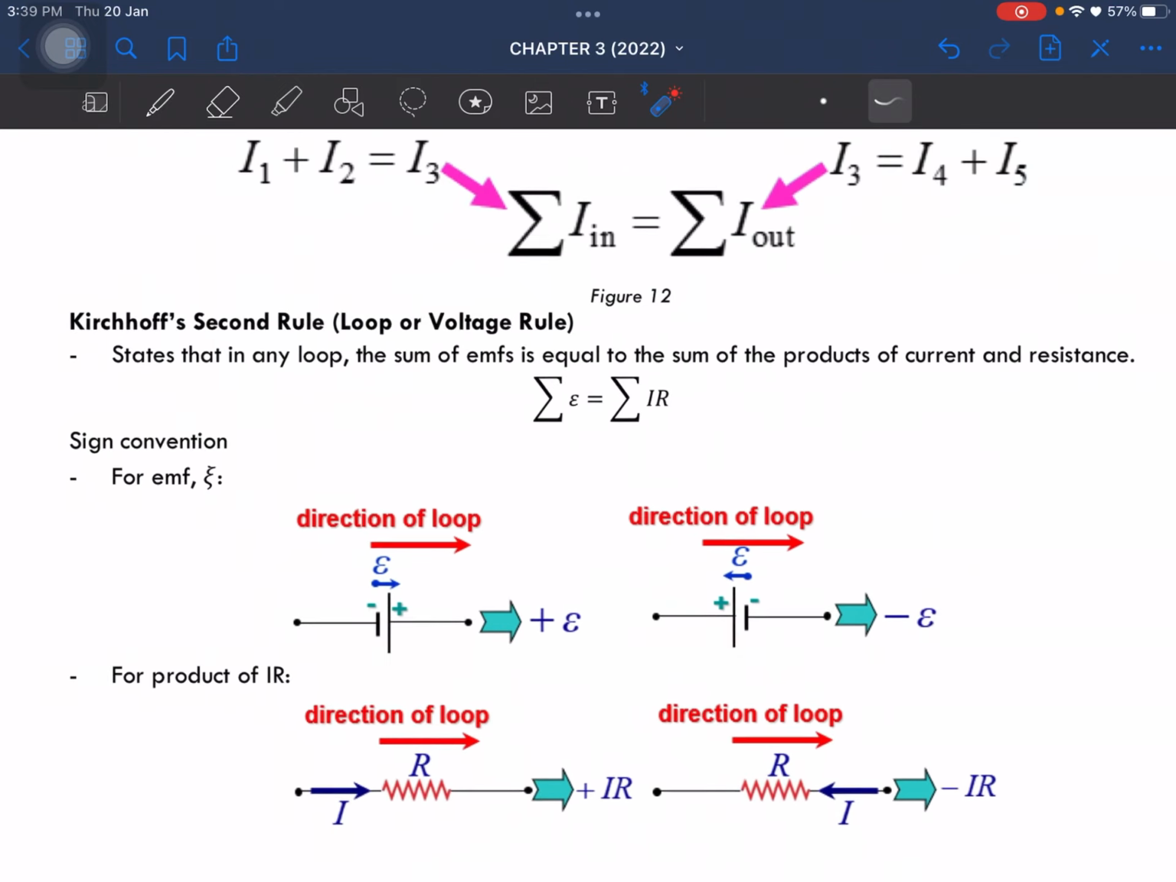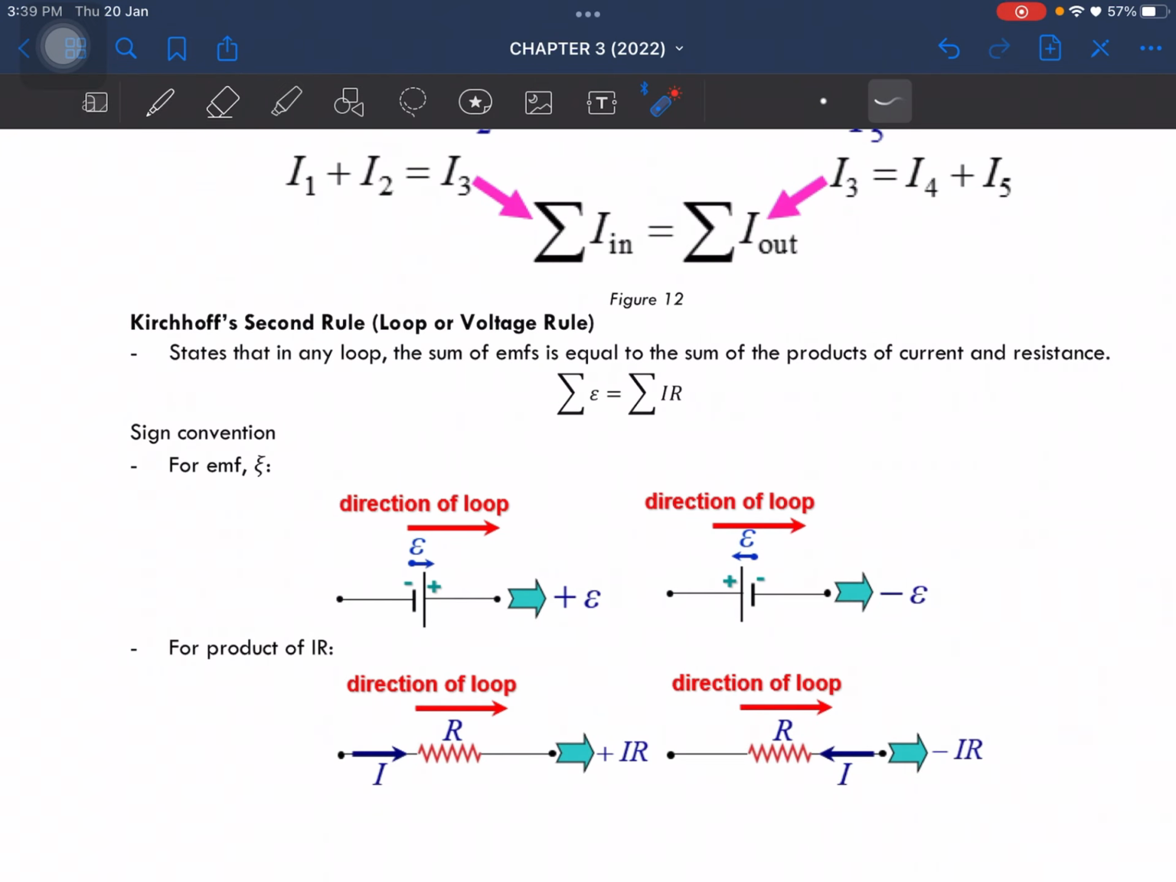And then for Kirchhoff's second rule, it is the voltage rule, or loop or voltage rule. It states that in any loop, the sum of EMF is equal to the sum of the product of current and resistance. So it is the summation of EMF equal to the sum of the product of current and resistance.